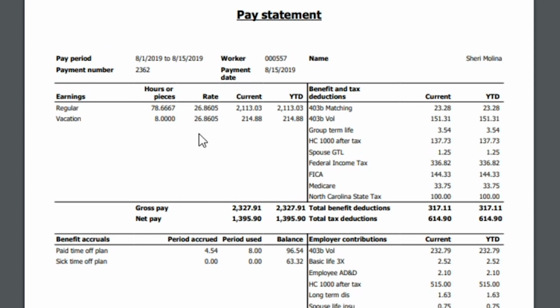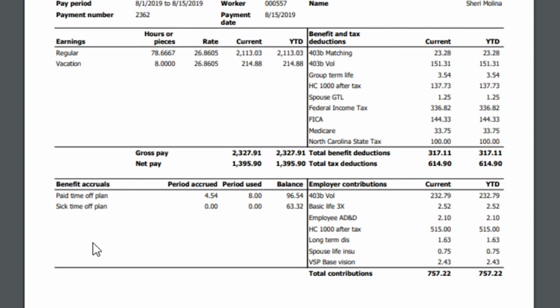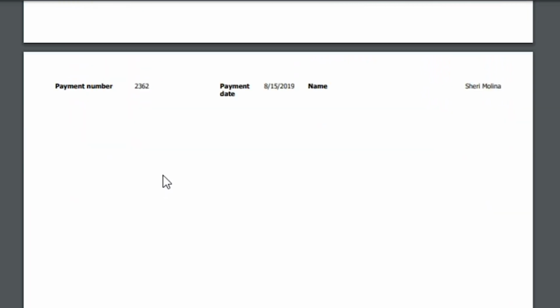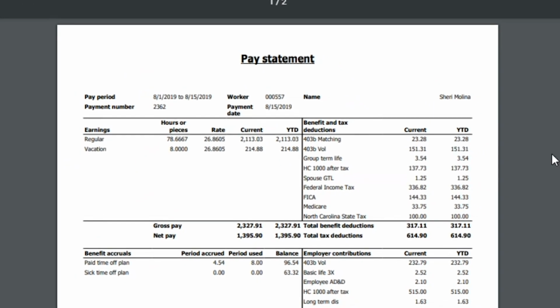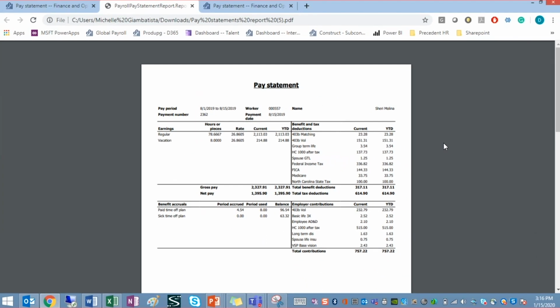It'll show you your hours, your rate, your current amount, and your year-to-date amount. It'll show you all your benefits and deductions, and it'll show all the employer contributions, as well as any benefit accruals that you have for this employee. The company address is on the pay statement, the employee address is on the pay statement, as well as the check number and the date that the check was issued. And this is the earnings statement and the pay cycle for a standard employee.